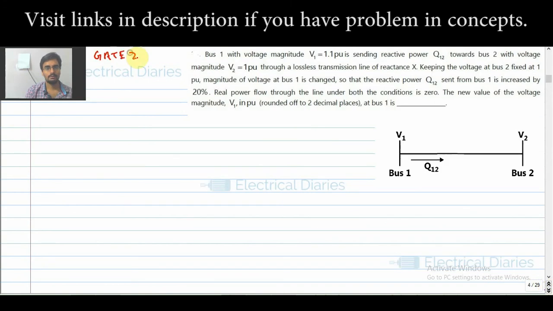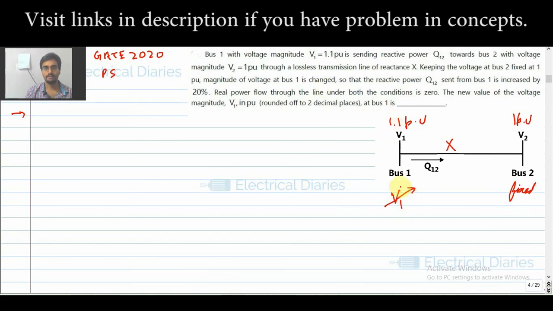GATE 2020 power system. Now in this question, bus 1 with voltage V1 of 1.1 per unit is given to us. Q12 is the sending reactive power towards bus 2, and the voltage magnitude of V2 is given as 1 per unit, through a lossless transmission line, that is R is 0 and the reactance is X. The voltage at bus 2 is kept fixed at 1 per unit, so this is always fixed. The magnitude of voltage at bus 1 is changed, so this V1 is changed.